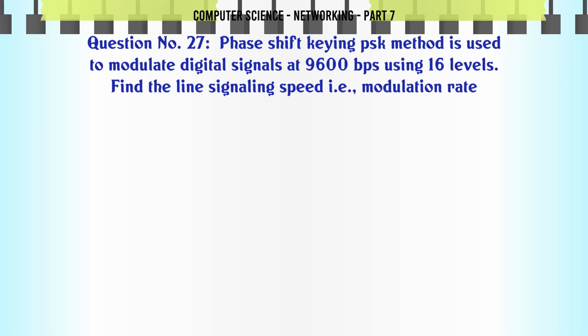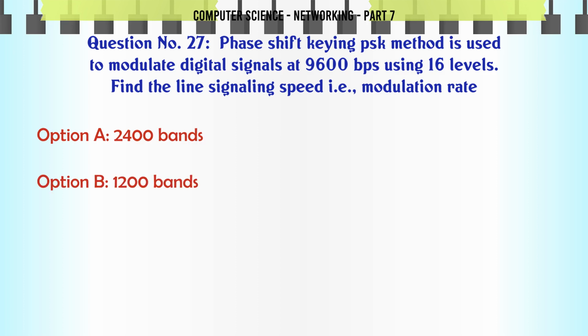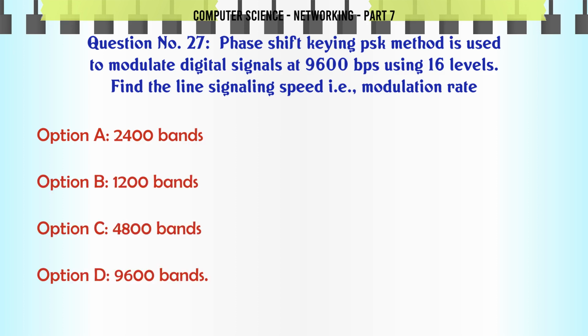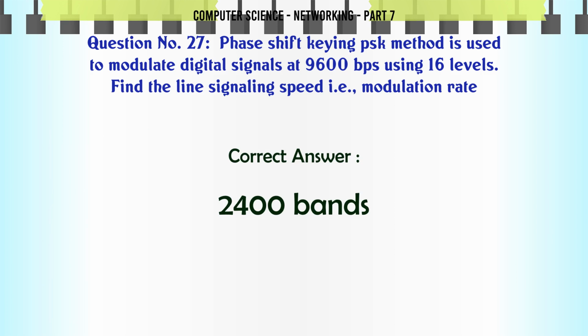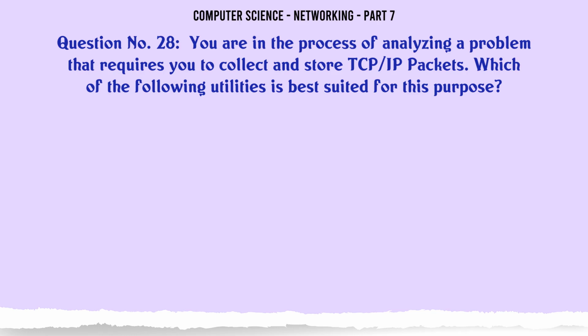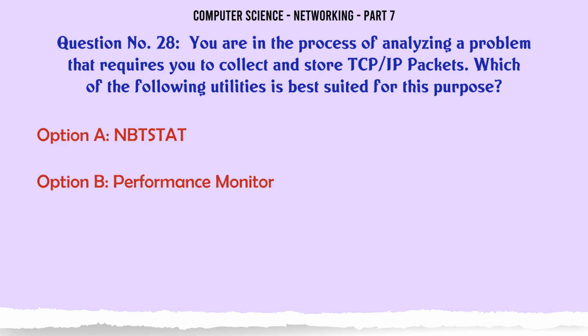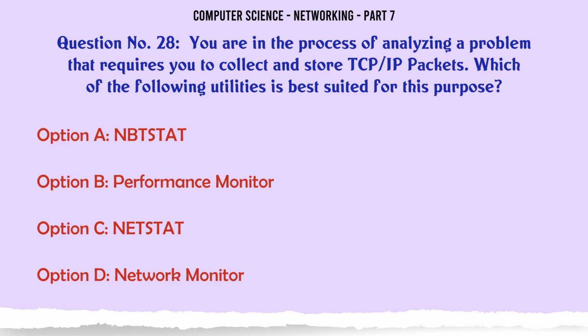Phase shift keying PSK method is used to modulate digital signals at 9600 bps using 16 levels. Find the line signaling speed, i.e. modulation rate. A. 2400 bauds, B. 1200 bauds, C. 4800 bauds, D. 9600 bauds. The correct answer is 2400 bauds.